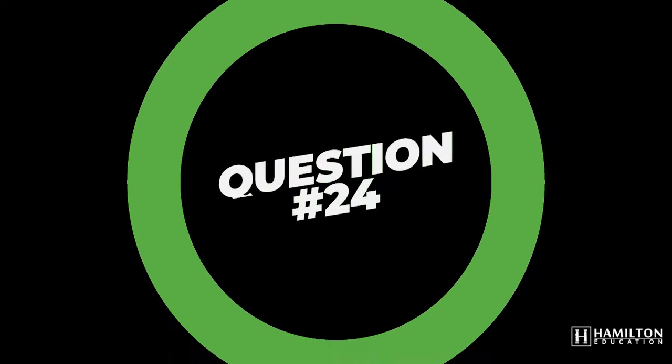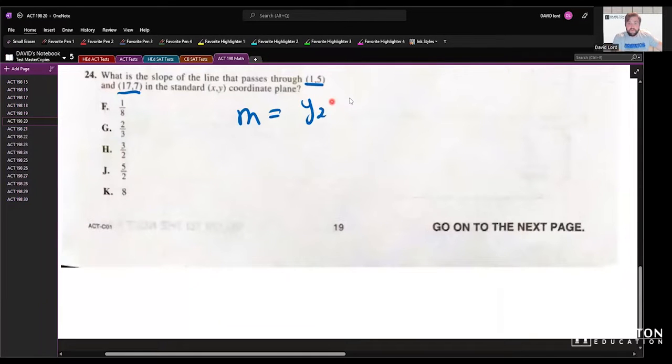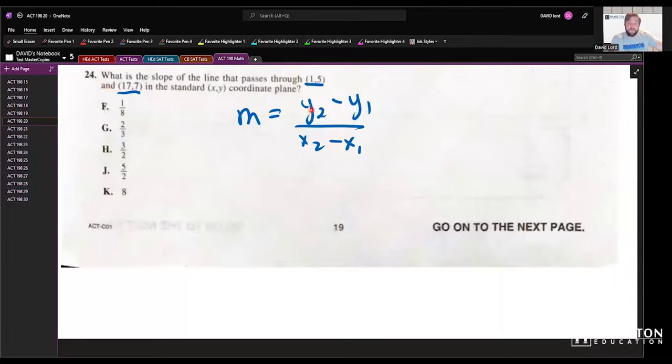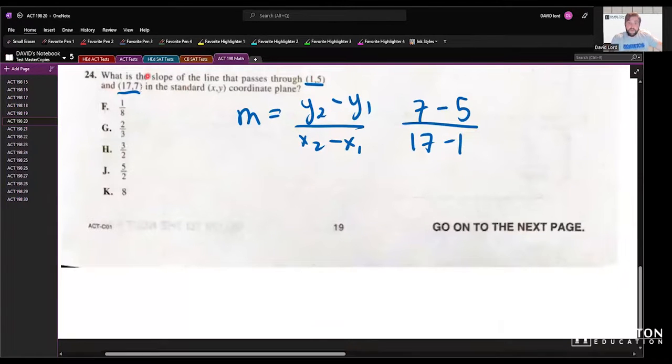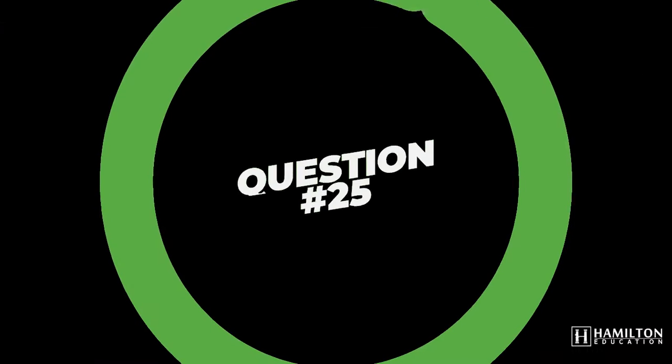Question number 24. What is the slope of the line that passes through the points (1, 5) and (17, 7)? So slope is a classic formula from your Algebra 1 class. It's y2 minus y1 over x2 minus x1. It doesn't matter which one you set to be y2 or y1, just be consistent. So I'm going to do 7 minus 5 over 17 minus 1. So again, 7 was from this y value minus this y value, and 17 was this x value minus that x value. That gives me a grand total of 2 over 16, which is 1/8. The answer is F.